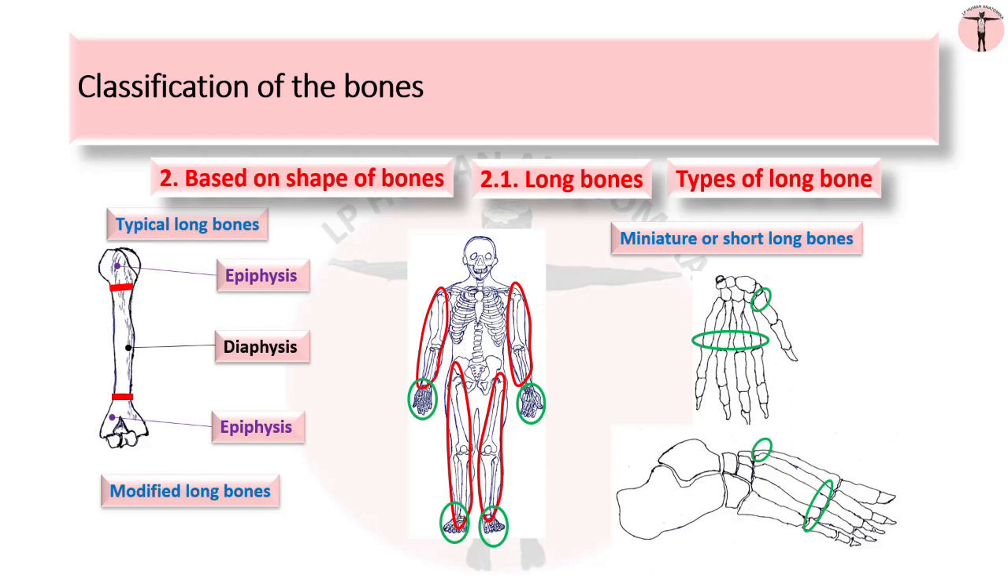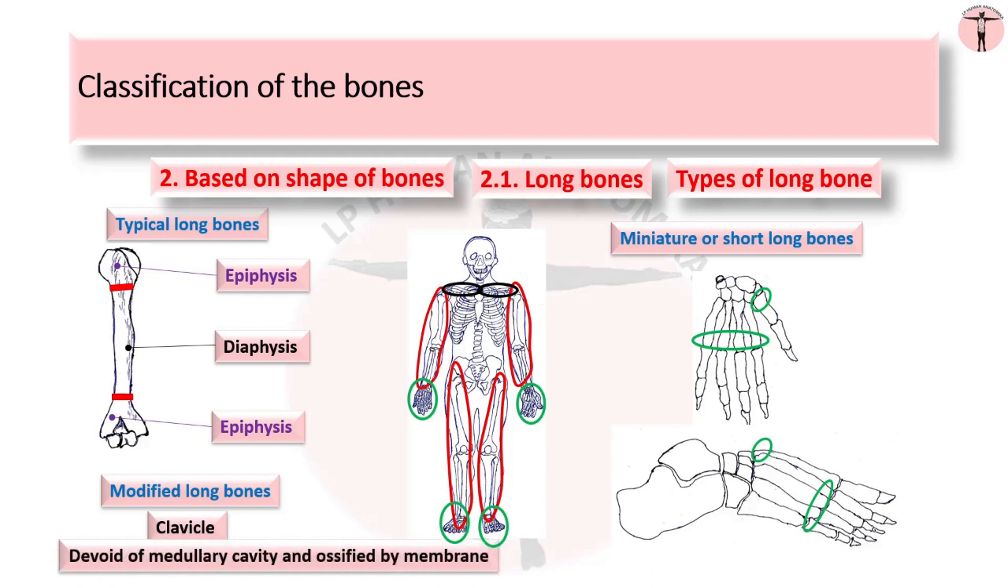Modified long bones. The clavicle is the only bone classified as a modified long bone, in spite of the fact that it is devoid of a medullary cavity and mostly ossifies in membrane. Then why is it included under long bones? This is due to the fact that functionally the clavicle is weight bearing and transmits the weight of the upper limb to the axial bones like any other long bone.